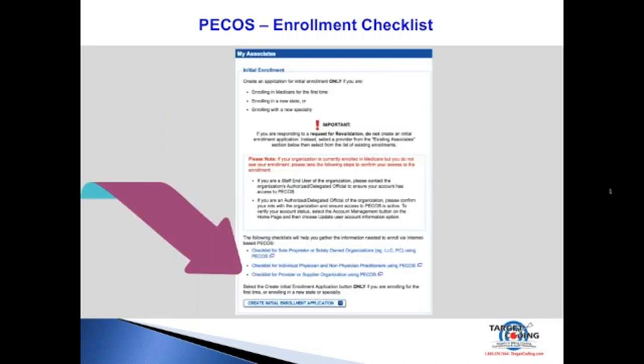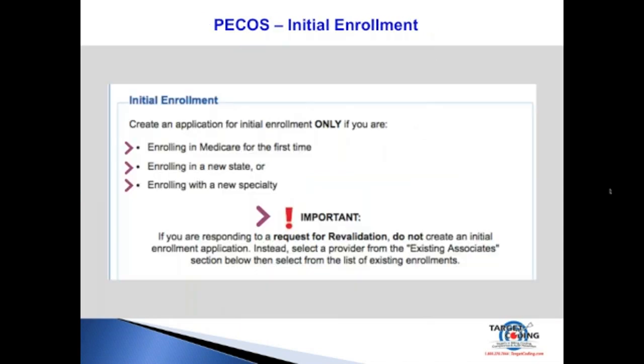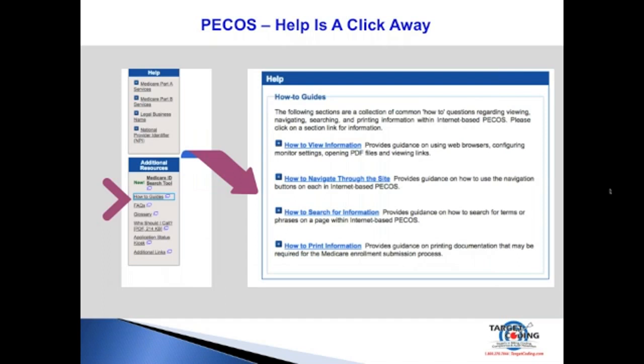Before you start your enrollment, you want to remember a couple of things. If this is an initial enrollment, remember that the only time you start an initial enrollment is if it's your first time applying to Medicare, if you're enrolling in a new state, or if you have changed your specialty. On this page, you will also find some helpful links and how-to guides. So if you're still confused and you need assistance, there are guides on how to navigate through the system and other information on printing, etc.